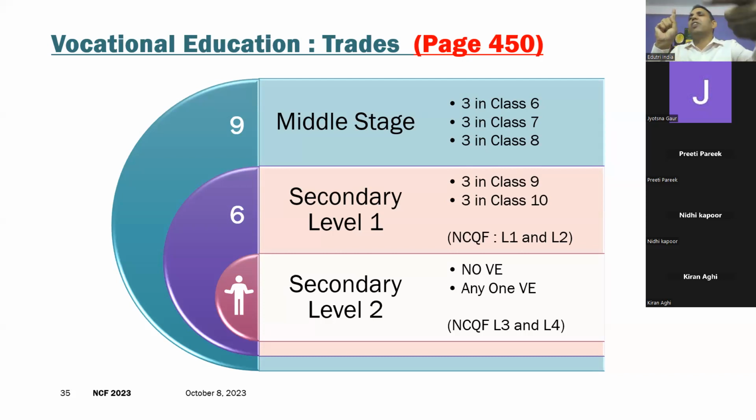anyone related to machine, related to life, related to material. 1 in 7, 1 in 8, 1 in 9, 1 in 10. That means when bachcha will be passing class 10, he will be having basic idea of 5 vocational subjects. There are 15. Bachcha can take any 5 in all subsequent classes.